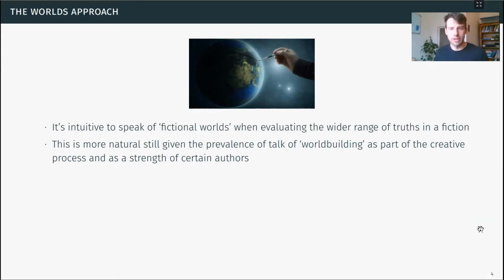And this becomes more natural still, given the prevalence of talk of things like world building as part of the creative process, especially in speculative fiction. And it's a strength of certain authors to build a world effectively. So this seems to be an important part of the conceptual machinery of fiction.